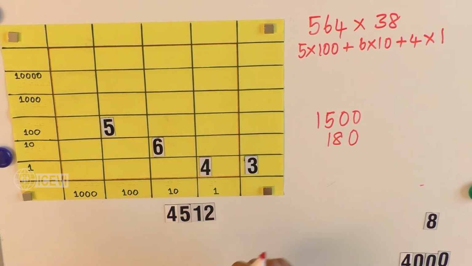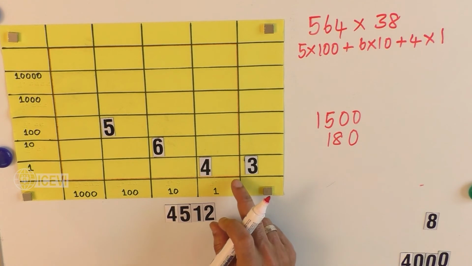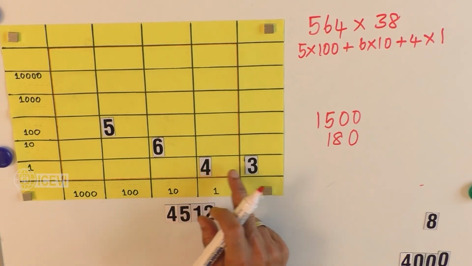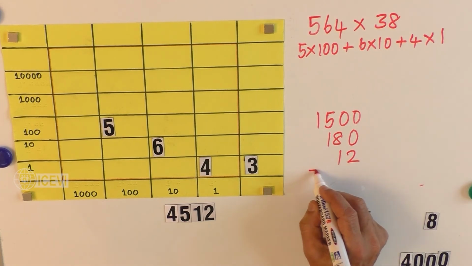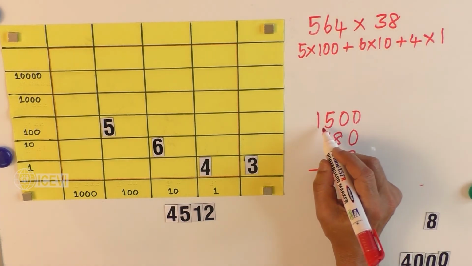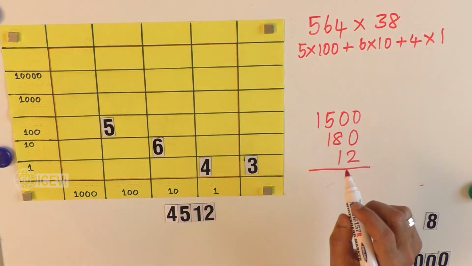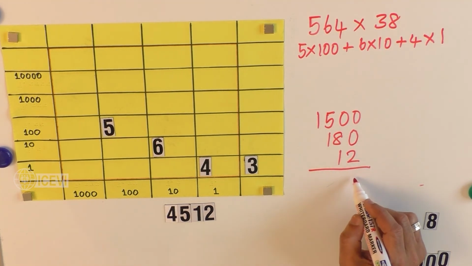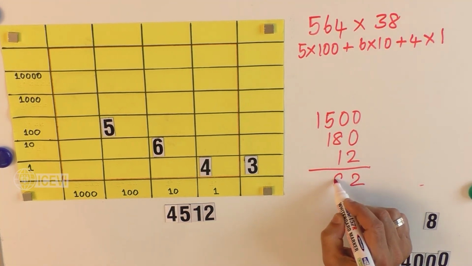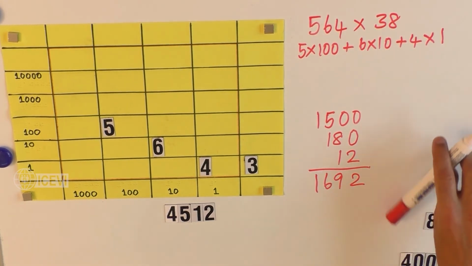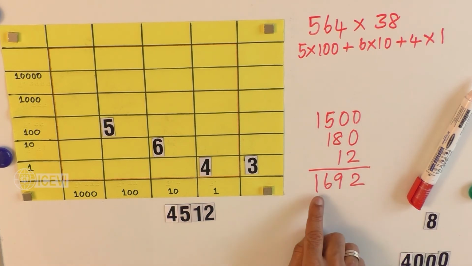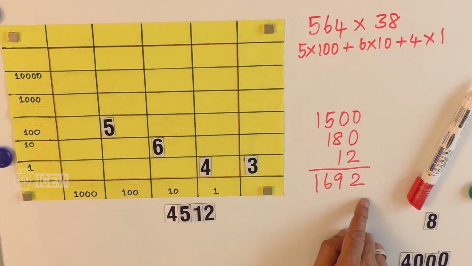Now take 3 to the 4, which is the unit column. So 3 and 4 multiply, that becomes 12. So what is the total of 1500, 180 and 12? That is 1692. Right.